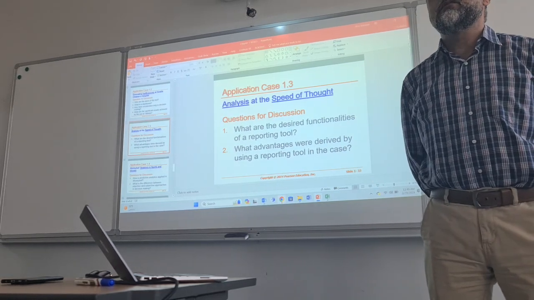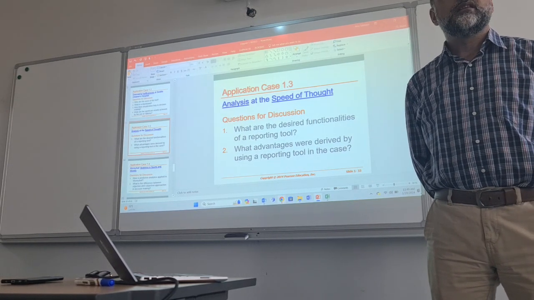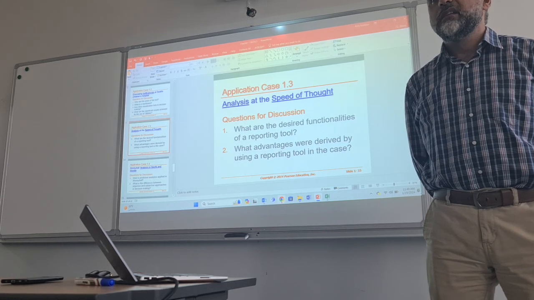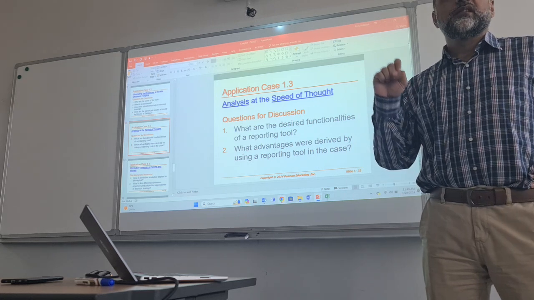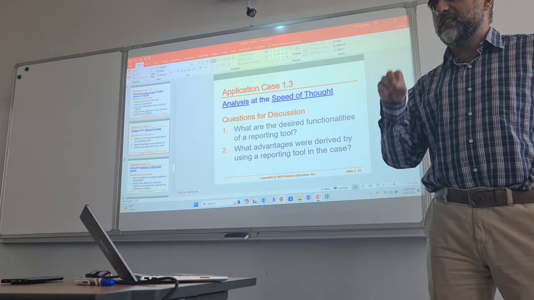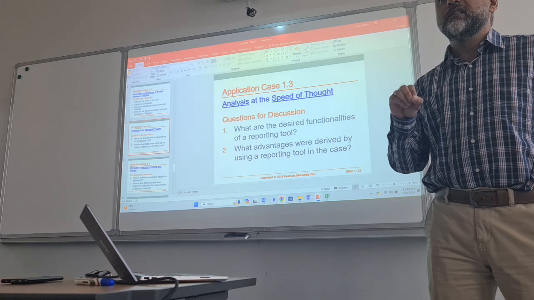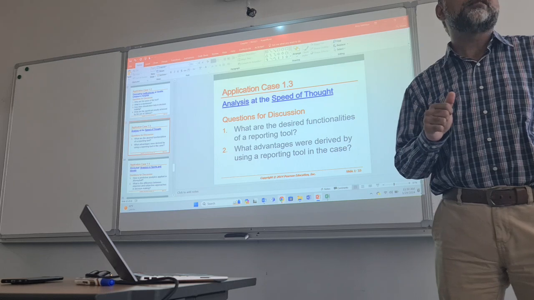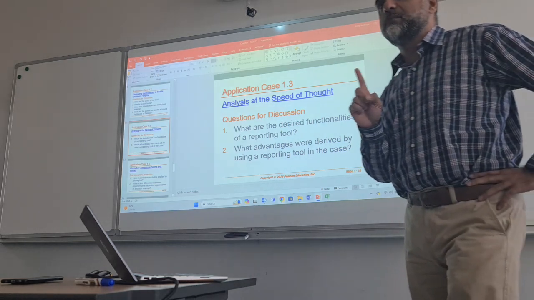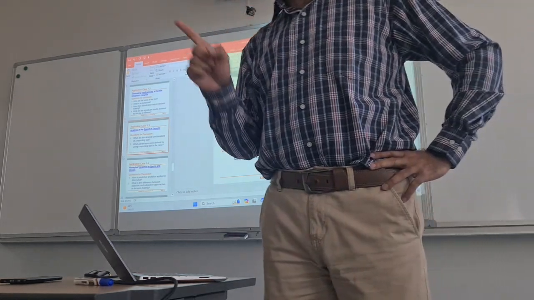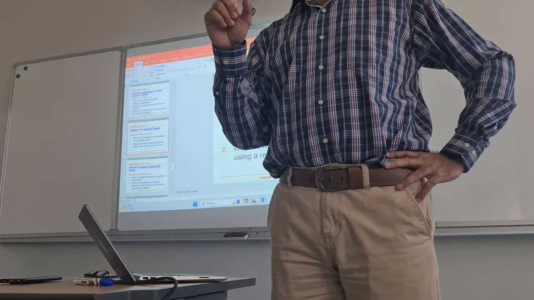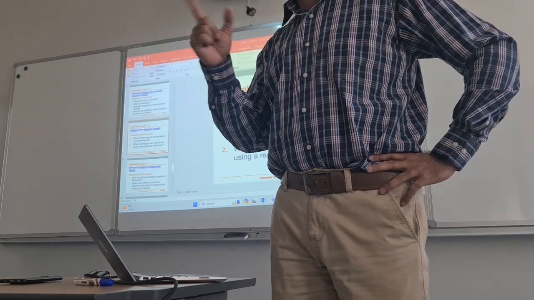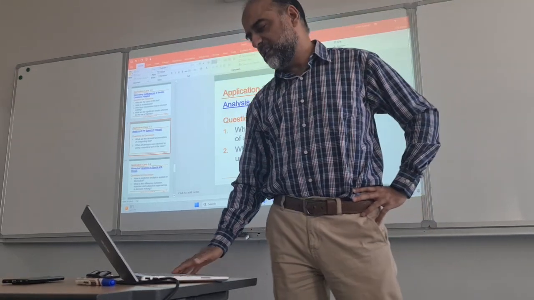Analysis at the speed of thought, what does that mean? We just used a term called real-time BI, meaning that I do my analysis as things are happening. So this is exactly what it means. Many companies have started to do that. They have started to do not just real-time BI but real-time decision making, meaning that immediately as the situation changes, the system will help you take a new decision based on the latest situation.